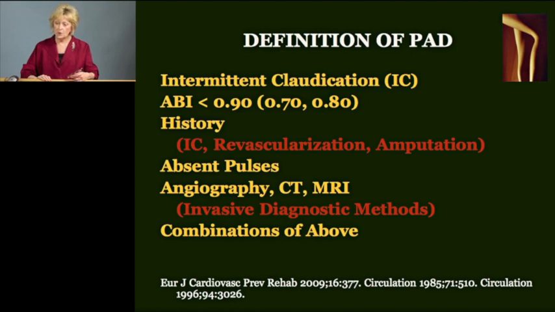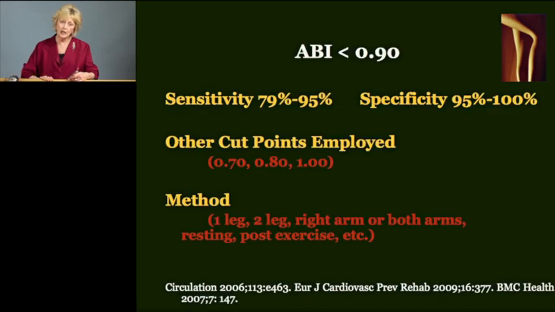ABI, less than 0.90, that's a very common definition. The history of the disease as represented by history of claudication, history of revascularization, and history of amputation. Absent pulses have been used. Invasive, there's a variety of invasive studies that can be used, angiography, MRI, CAT scans, and then combinations of the above. ABI less than 0.9 has been the most commonly used definition.